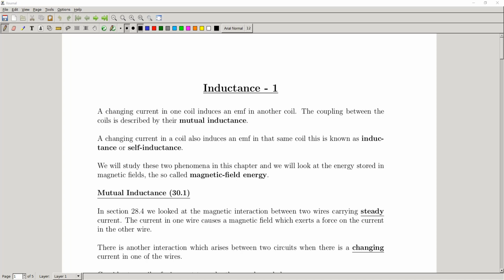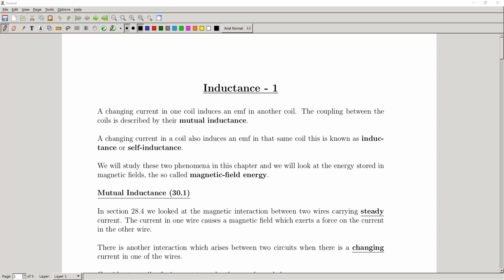Okay, this is going to be our first video on inductance. So this is chapter 30 from the text. We're going to be doing about four of the sections from this chapter, and this is going to be our last module. But we're also going to be doing a couple of sections from the last chapter on electricity and magnetism in the textbook, which is chapter 32.